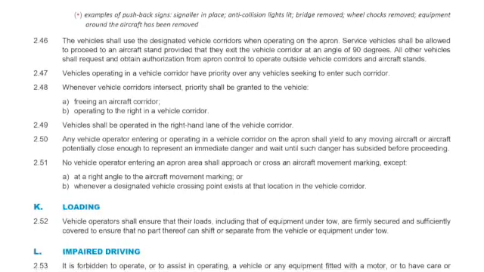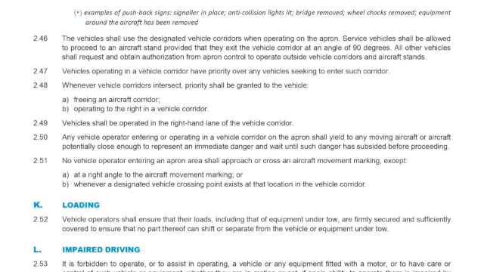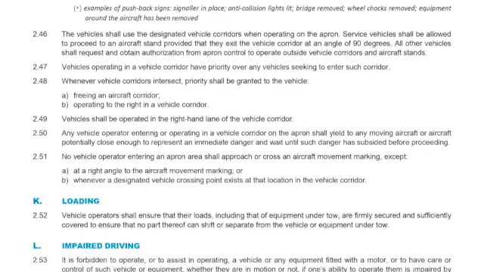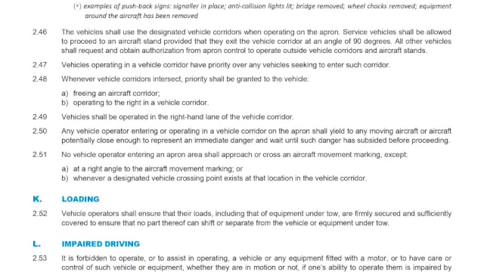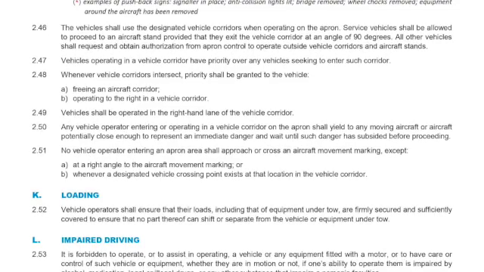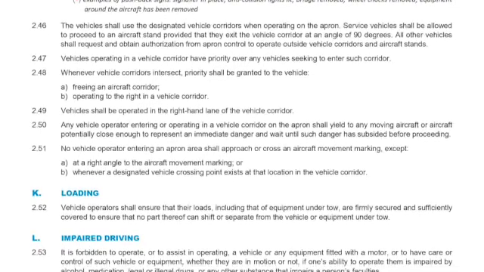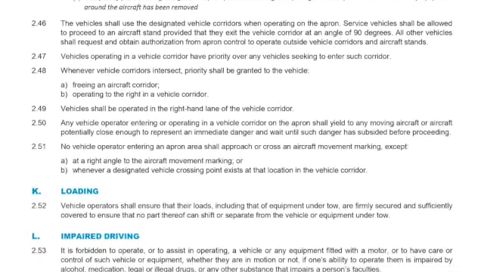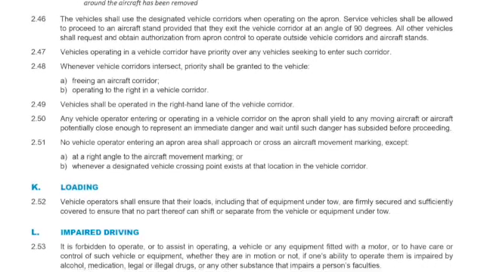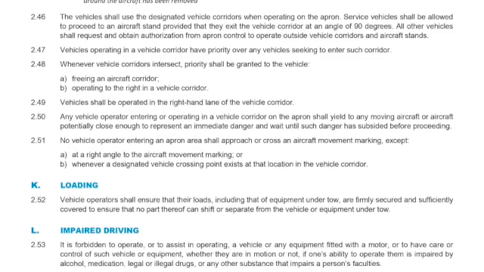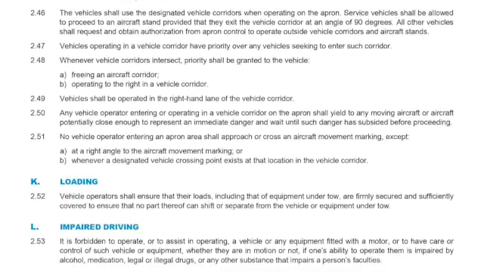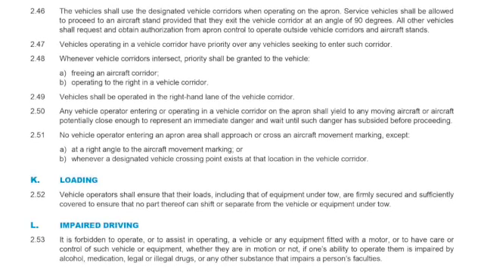51. No vehicle operator entering an apron area shall approach or cross an aircraft movement marking, except, a. at a right angle to the aircraft movement marking, or b. whenever a designated vehicle crossing point exists at that location in the vehicle corridor. K. Loading. 52. Vehicle operators shall ensure that their loads, including that of equipment under tow, are firmly secured and sufficiently covered to ensure that no part thereof can shift or separate from the vehicle or equipment under tow.